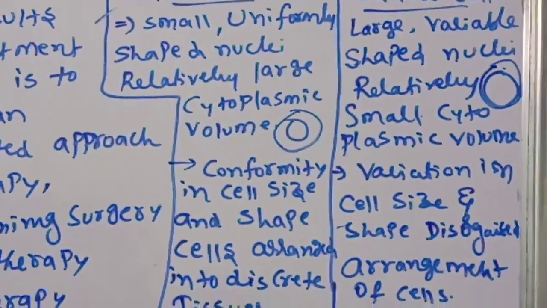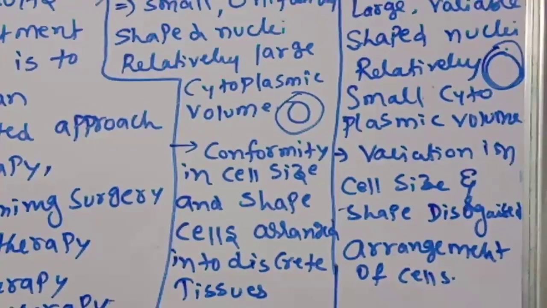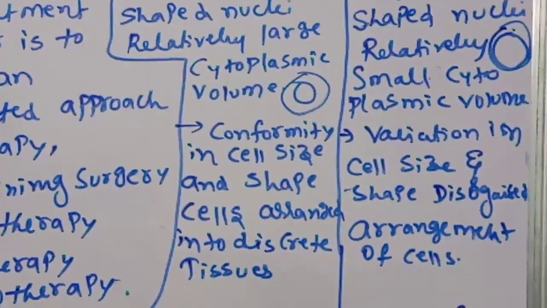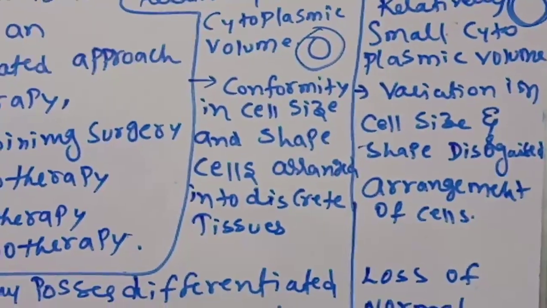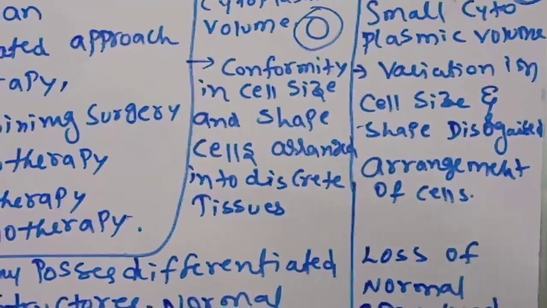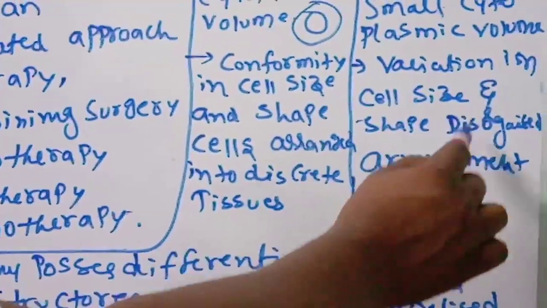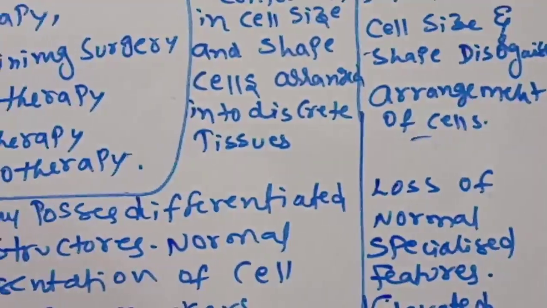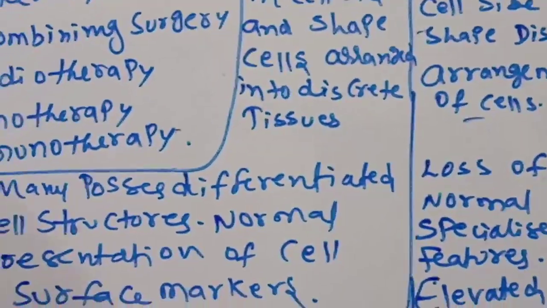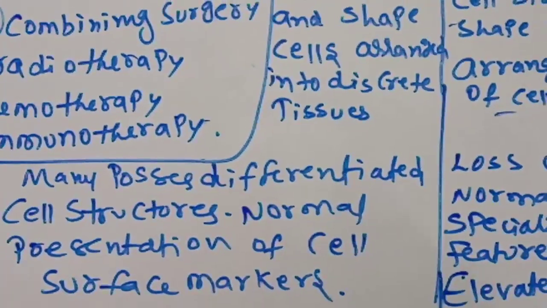Conformity in cell size and shape, cells organized into discrete tissues. There is no change in the cell size and shape, and the cells are arranged to form tissues. But in cancer, there is variation in cell size and shape and disorganized arrangement of cells, so there is no formation of tissues.